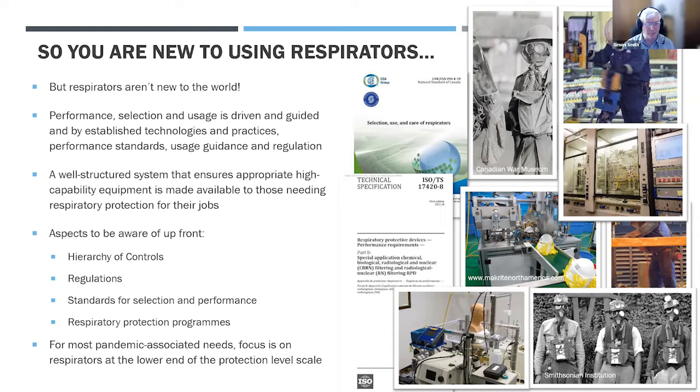And just to cover a few things up front, I hope everybody is aware of the existence, if not the detail, of things like the hierarchy of controls, that there are regulations for workplaces in Canada, standards exist, and of course we've covered respiratory protection programs in the previous session. Because this is a focus on pandemic requirements primarily, most of the presentation is around respirators at what we might say the lower end of the protection scale, where there's adequate oxygen in the air and we're dealing with particle filtration. But there's some coverage in here of other aspects for completeness.